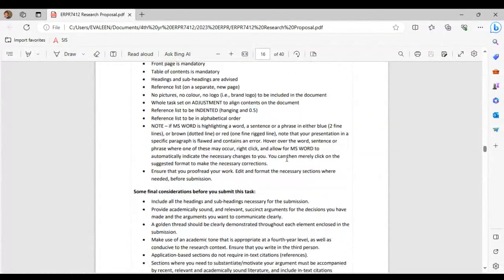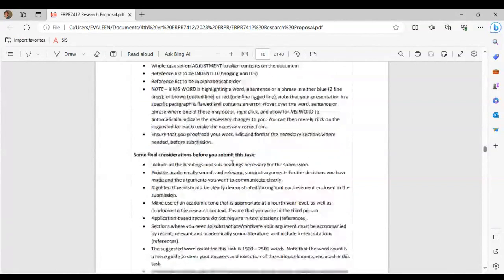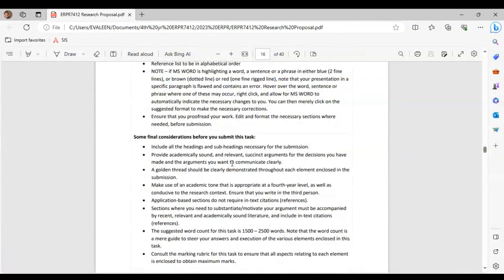So edit, please go look at your spelling. Make sure your referencing is correct. Don't fail this proposal because of referencing.